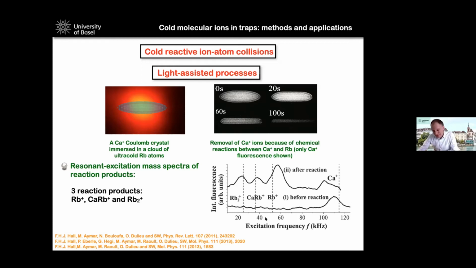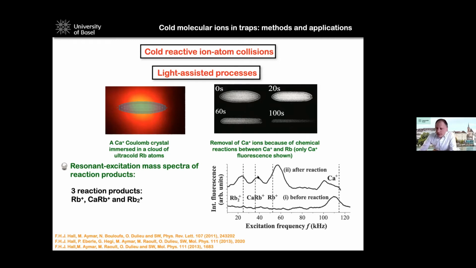And this is shown here. Before the reaction, we just see a single resonance, and this corresponds to the calcium ions, which are present in the beginning of the experiment. But then in the end, we take a mass spectrum, which looks like this. And this now has 4 peaks. We identify these 4 peaks with the emergence of, well, there are still a few calcium ions left, but we have 3 more species that emerged over the course of these collisions. And we attribute them to rubidium 2+, calcium rubidium+, and also rubidium+.